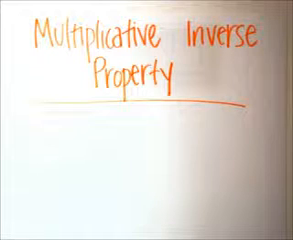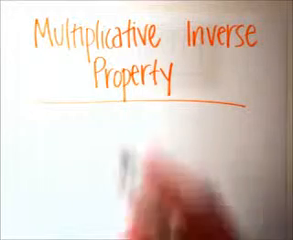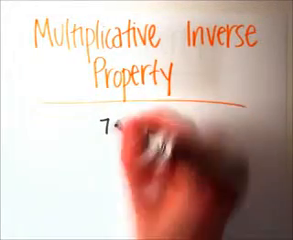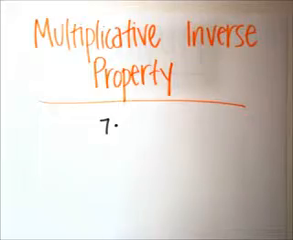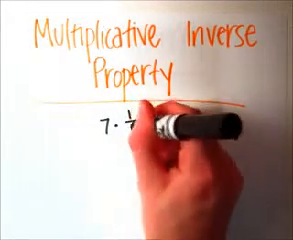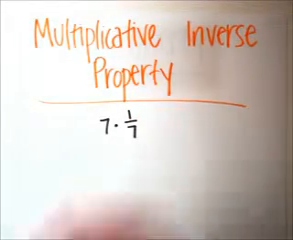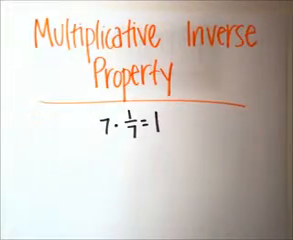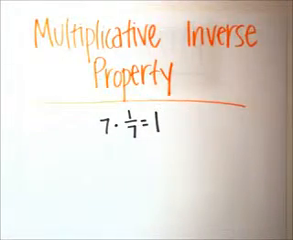The multiplicative inverse property can be confused with the multiplicative identity property, so we need to be cautious here. This one is saying you can take any number and multiply it by its reciprocal. The reciprocal of 7 is 1/7, and you end up with 1. A number times its reciprocal is 1.